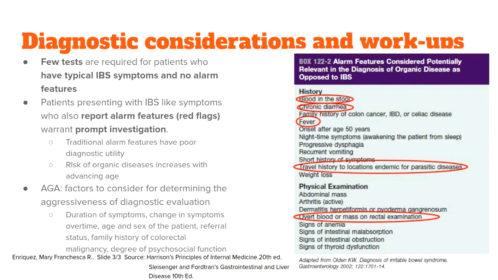According to the American Gastroenterological Association, these are some of the factors to consider for determining the aggressiveness of diagnostic evaluation, which include duration of symptoms, change in symptoms over time, age and sex of the patient, referral status, the family history of colon cancer, and the degree of psychosocial function.